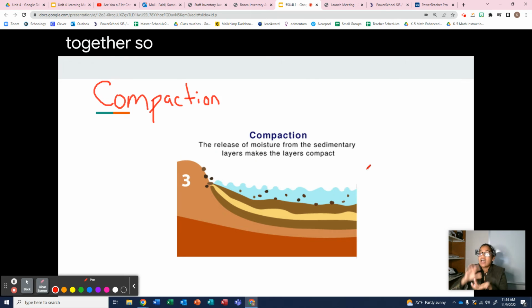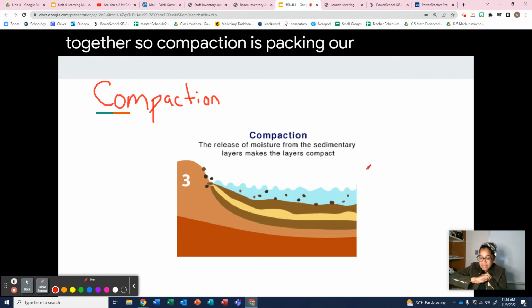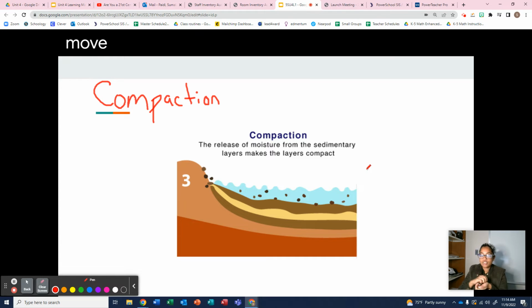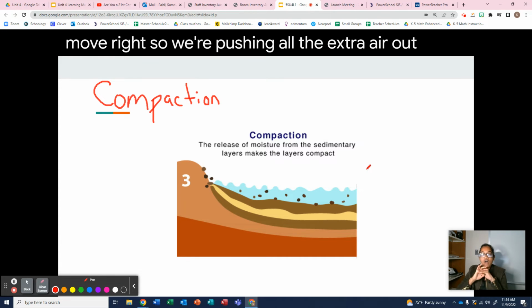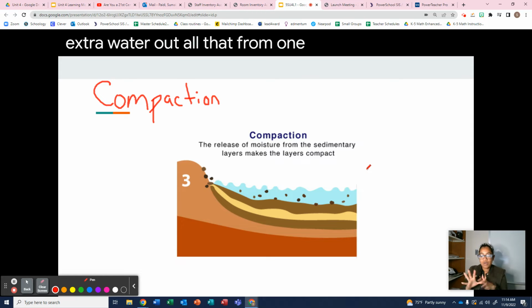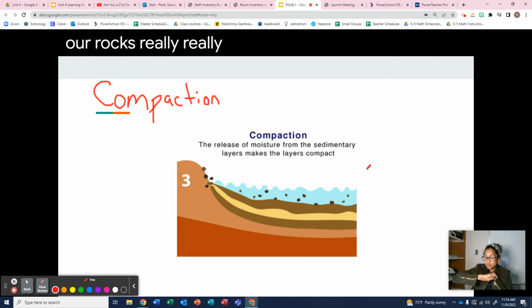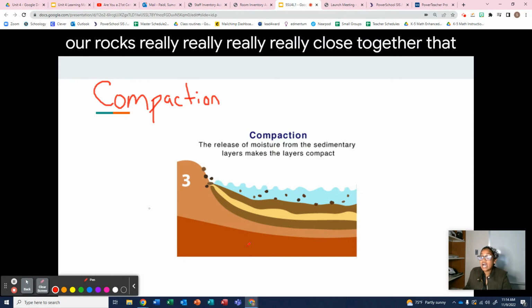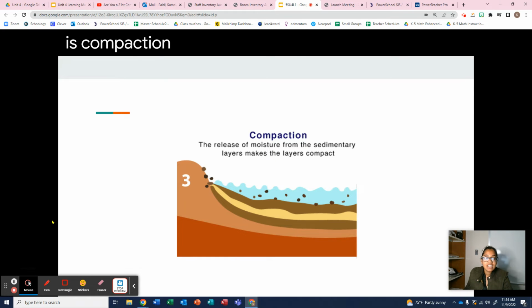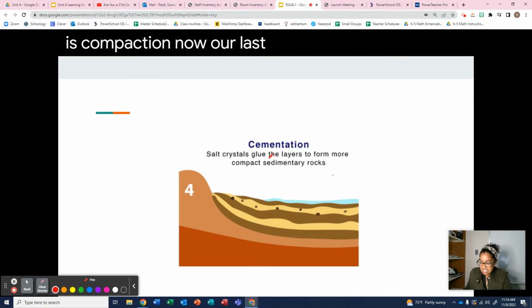So compaction is packing our rock pieces together so it's really tight and they can't really move. We're pushing all the extra air out, all the extra water out, all the extra moisture out, and getting our rocks really, really close together. That is compaction. Now, our last phase is a process called cementation.